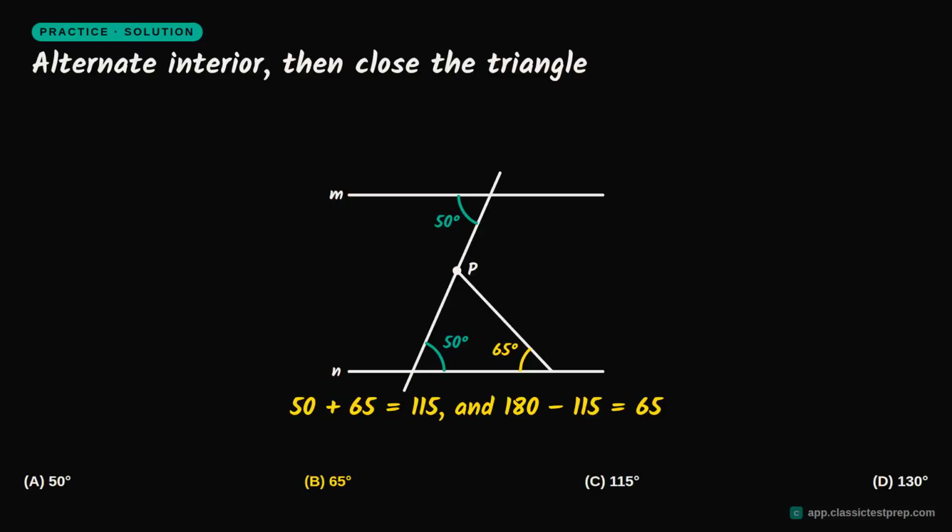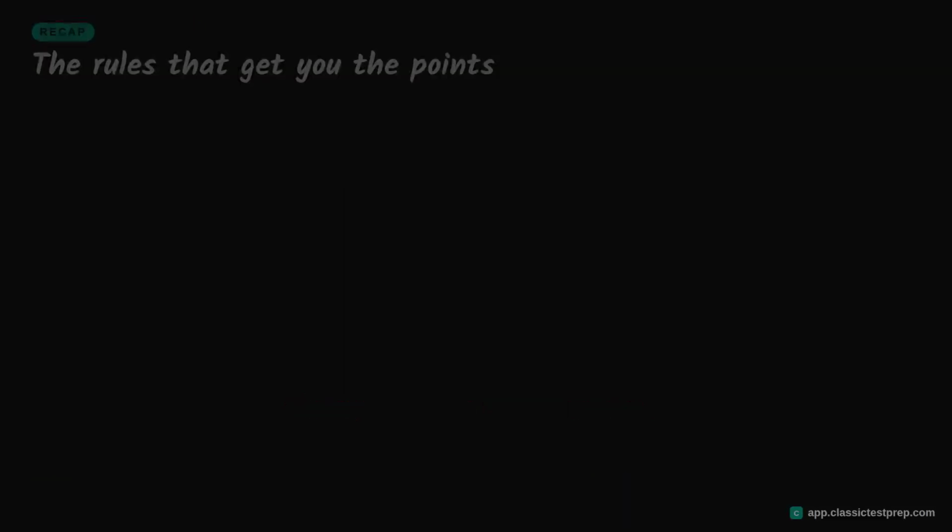So step two is to close the triangle. The three angles of any triangle add to 180. So we have 50 plus 65 gives us 115. 180 minus 115 is going to be 65 degrees, which is answer choice B.